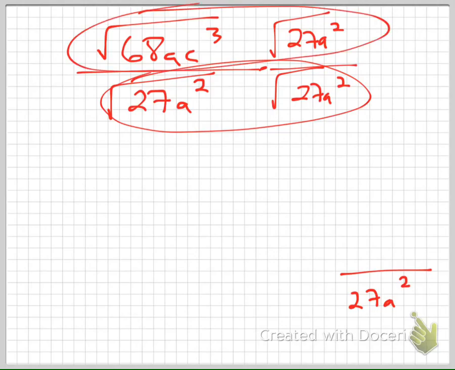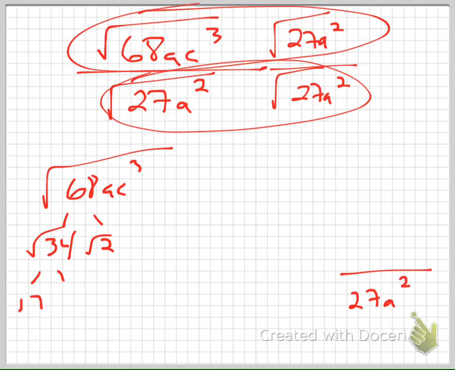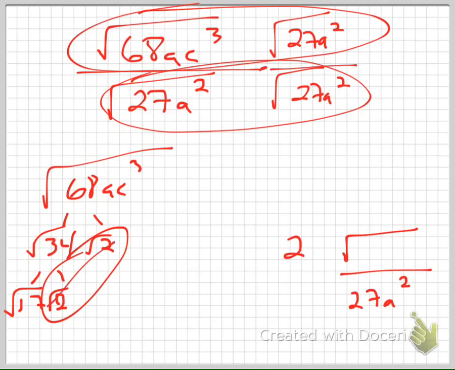Let's break down 68. So we have the square root of 68ac to the 3rd. 68 can be broken down into 34 and 2, then 17 and 2. Those 2's become 2, so we're going to pull a 2 out here. That leaves me with the 17 in the middle, and then we have an a. We'll leave those until we're done with the other numbers.